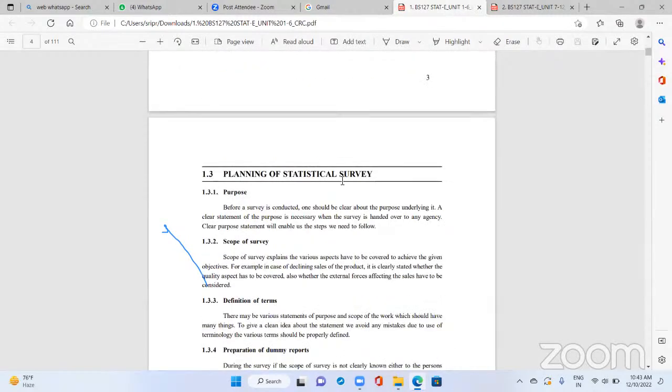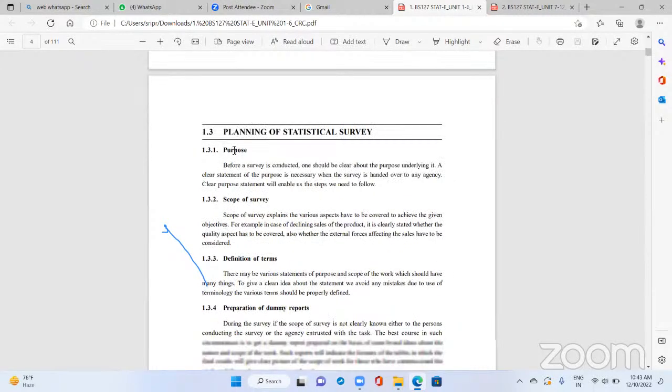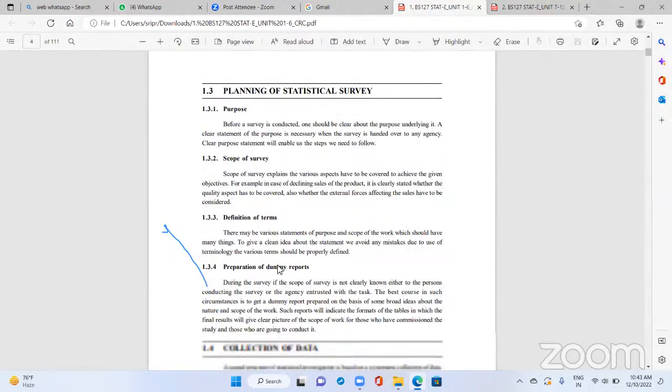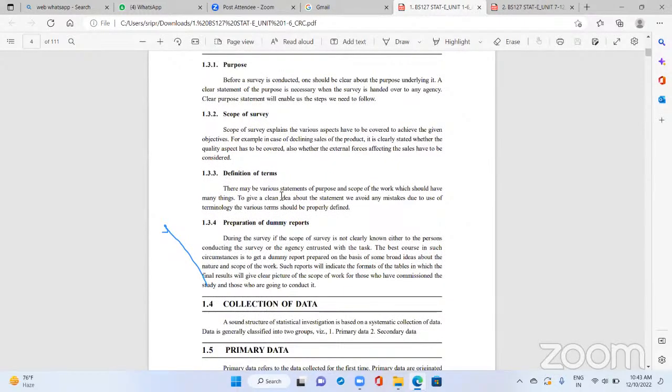Next one is planning of statistical survey. So first of all, what is the purpose of using the survey? Second one is the scope of survey. What is the scope of survey? Third one is definition of terms, various terms. There may be various statements of purpose and scope of work, which would have many things. To give a clear idea about the statement and avoid mistakes due to use of terminology, the various terms should preferably be defined. So after that, preparation of dummy reports. So these are the 4 points discussed about the survey.